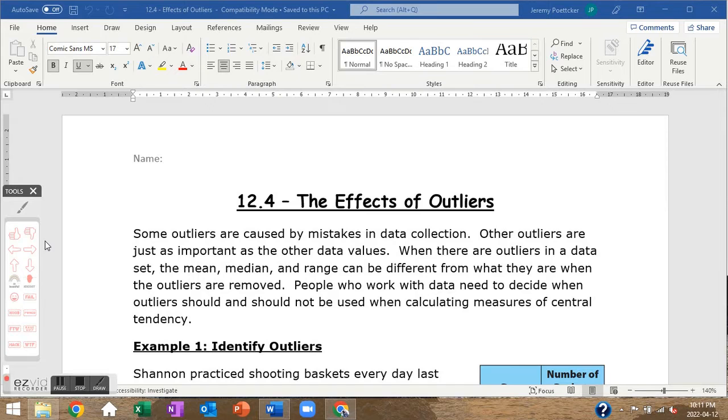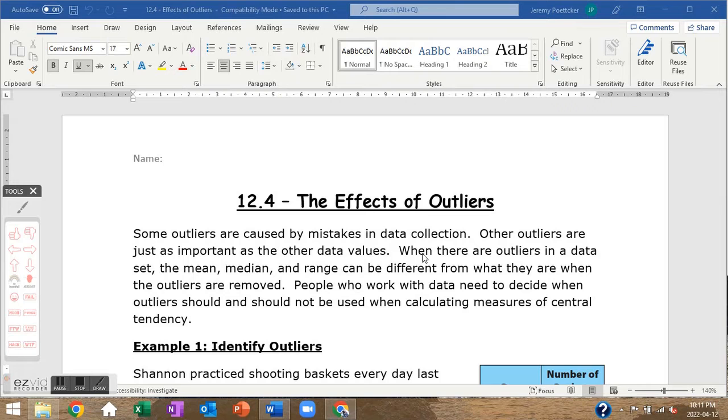We've talked about them with Wayne Gretzky's point total in the years when he was in the NHL, being head and shoulders different from everybody else. Sometimes it's a legit outlier. Other outliers are caused by mistakes in data collection. Some outliers are just as important as the other data values.